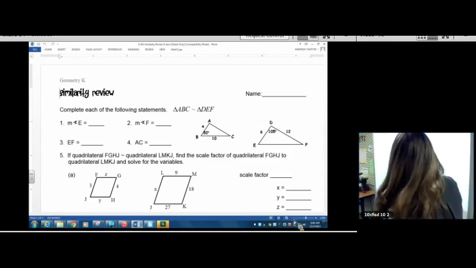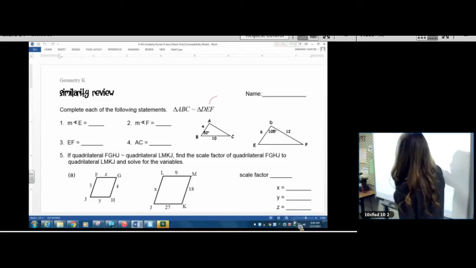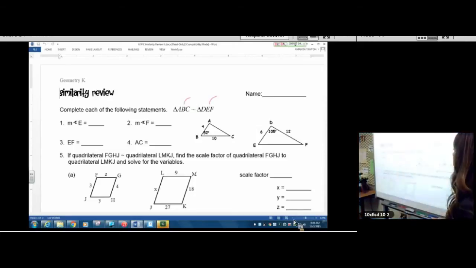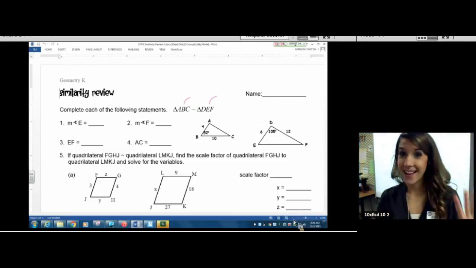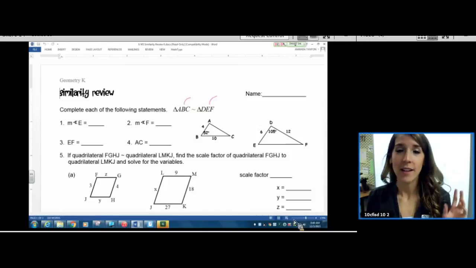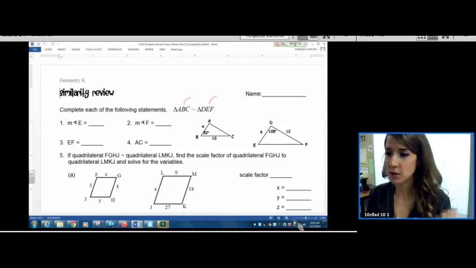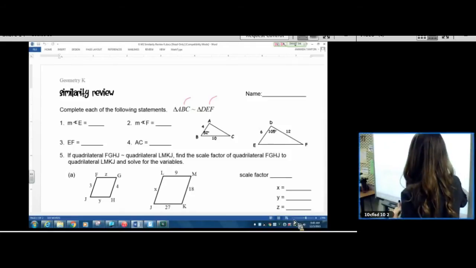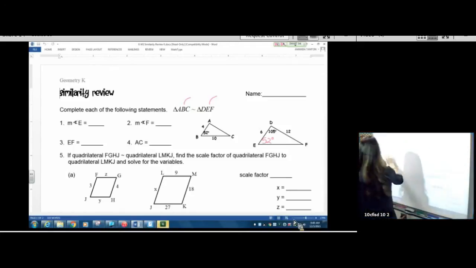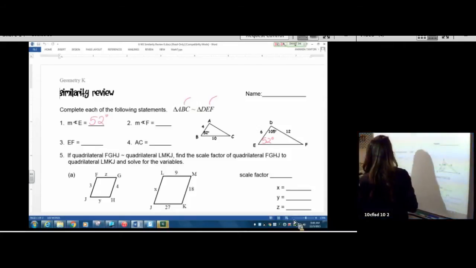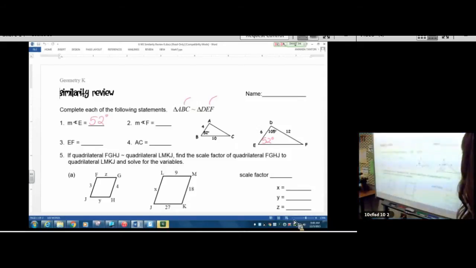All right? So angle E is listed second, and angle B is listed second. So we know because they're similar polygons, their angles are congruent. So angle E is congruent to angle B. I've talked way too long about such an easy problem. It's 52 degrees. 52, because I checked angle B.